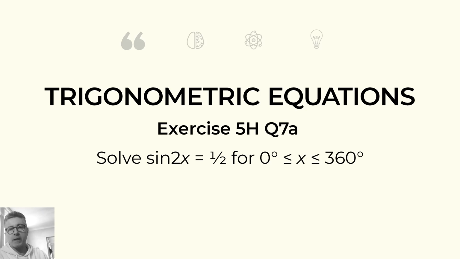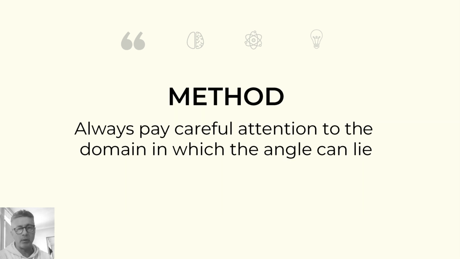So we're looking at an example from section 5H of the Cambridge Year 11 Advanced text. Sine of 2x equals a half. The Cambridge text has some really helpful tips that you should use when you're trying to resolve these kinds of equations. The first thing is to always pay attention to which domain the angle can be in.